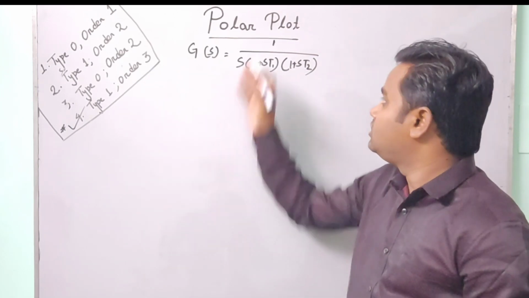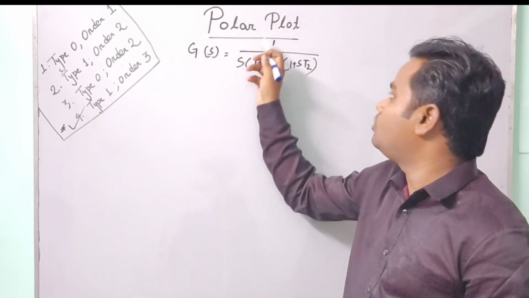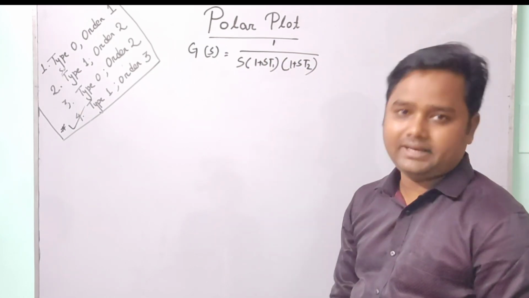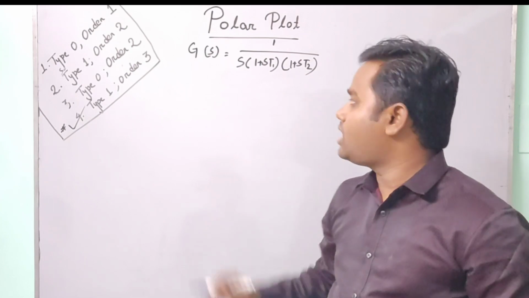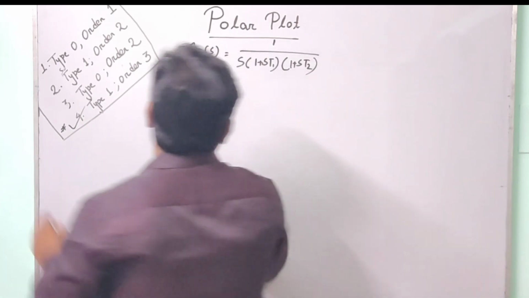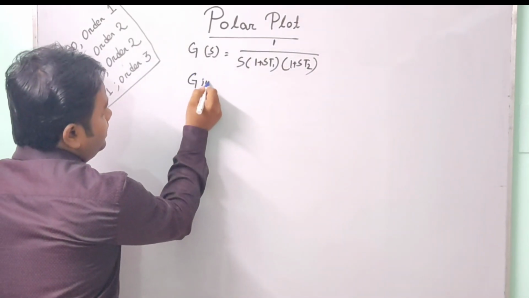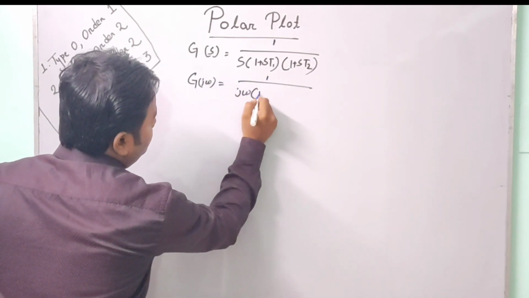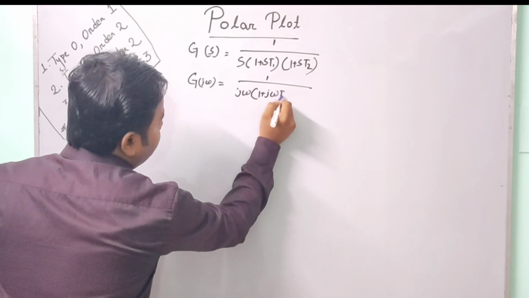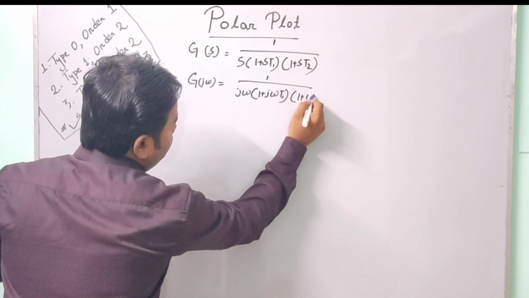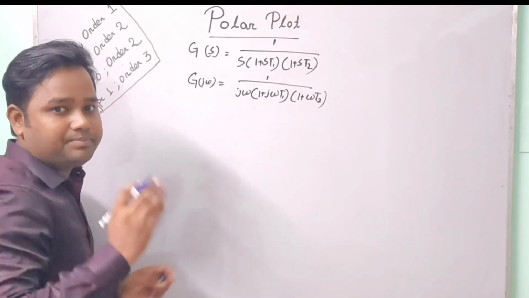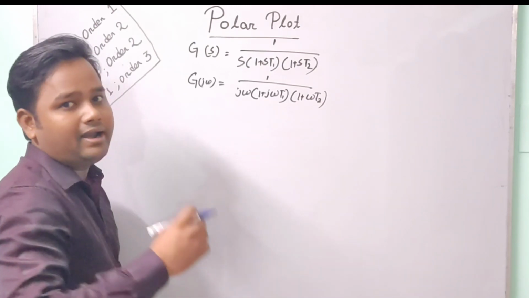Now we will discuss the polar plot for G of S equal to 1 divided by S into (1 plus S T1) whole into (1 plus S T2). The first step is we have to put S equal to J omega, so G of J omega will be 1 divided by J omega whole into (1 plus J omega T1) into (1 plus J omega T2). The next step is to find its magnitude and phase angle.